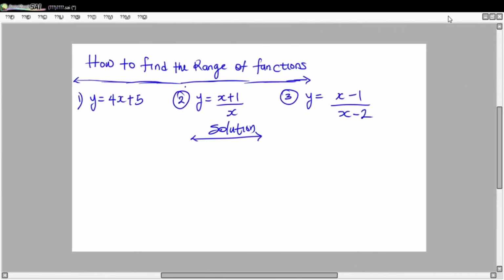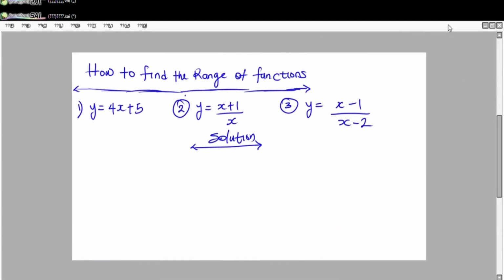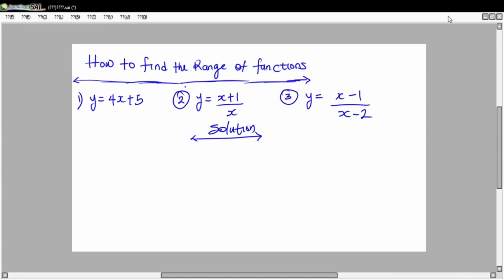Welcome back. In this video, we'll be talking about how to find the range of functions. We've talked about how to find the domain of functions. Now, we've talked about how to find the inverse of functions. But in this video, we'll be talking about range.